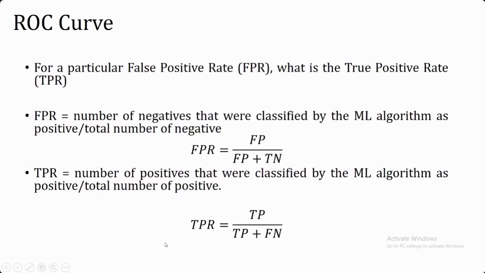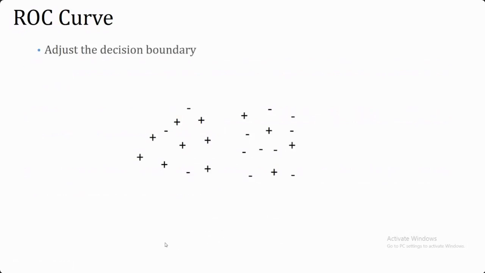Now we are going to plot it based upon different thresholds. In this case, how is this threshold working? Suppose this plus is denoting your positive and this minus is denoting your negative class.